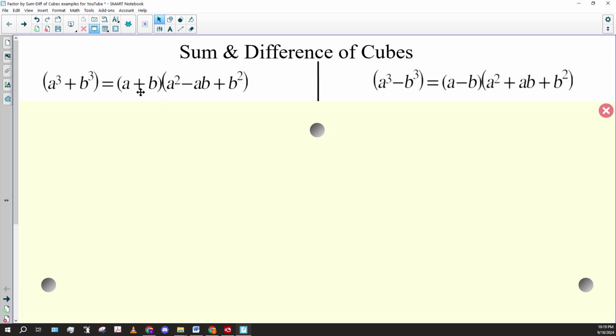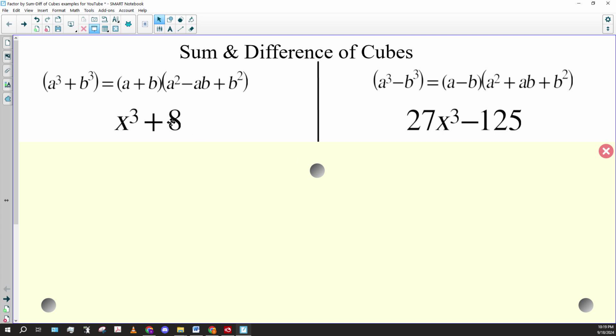So let's take a look at this real quick. If you have the plus sign here, look at the next sign you write. It's a minus sign. If you have the minus sign here in the first factor, then the next sign you write will be a plus sign. They're just opposite signs. And the first one is always the same as what you have here. This is a plus, so this is a plus, and that one's going to be a minus. If this is a minus, this is a minus, and the next one will be a plus. And again, they both end in positive b squared.